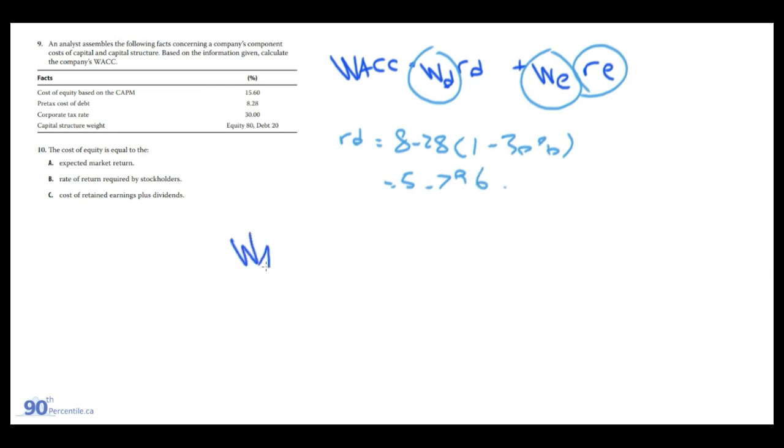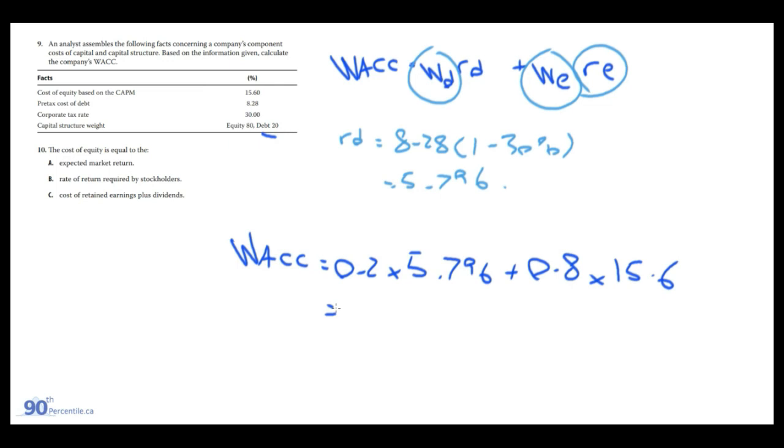So now we can sub all this in and solve for WACC. The WACC is going to be the weighting of debt, which is 0.2, times the after-tax cost, which is 5.796, plus the weight of equity, 0.8, times the cost of equity, 15.6. And we get a WACC of 13.64%. No multiple choice on this one, just written response.